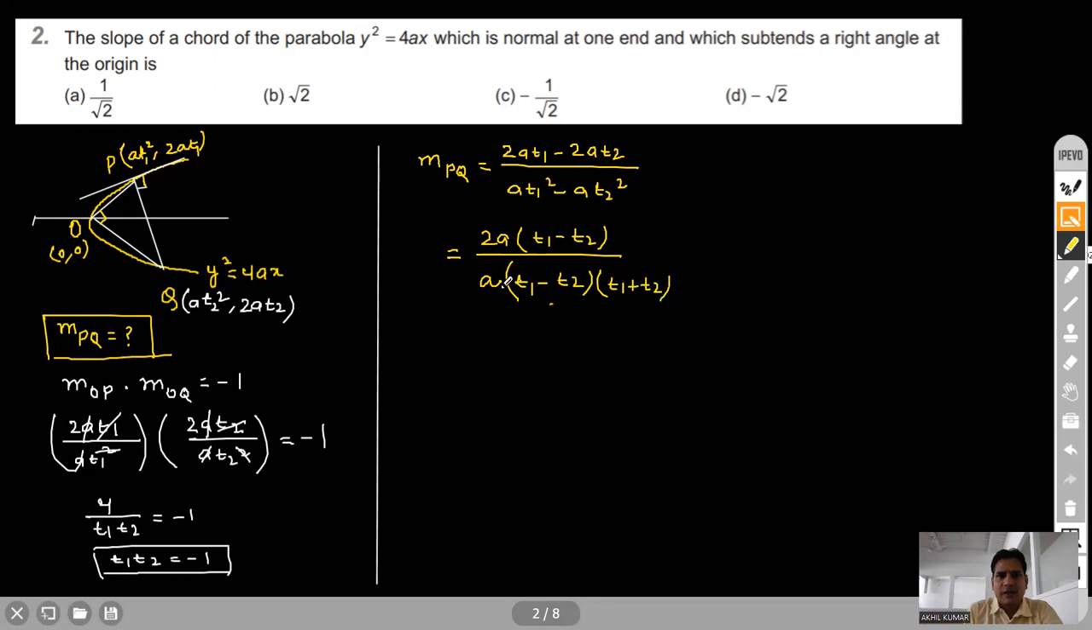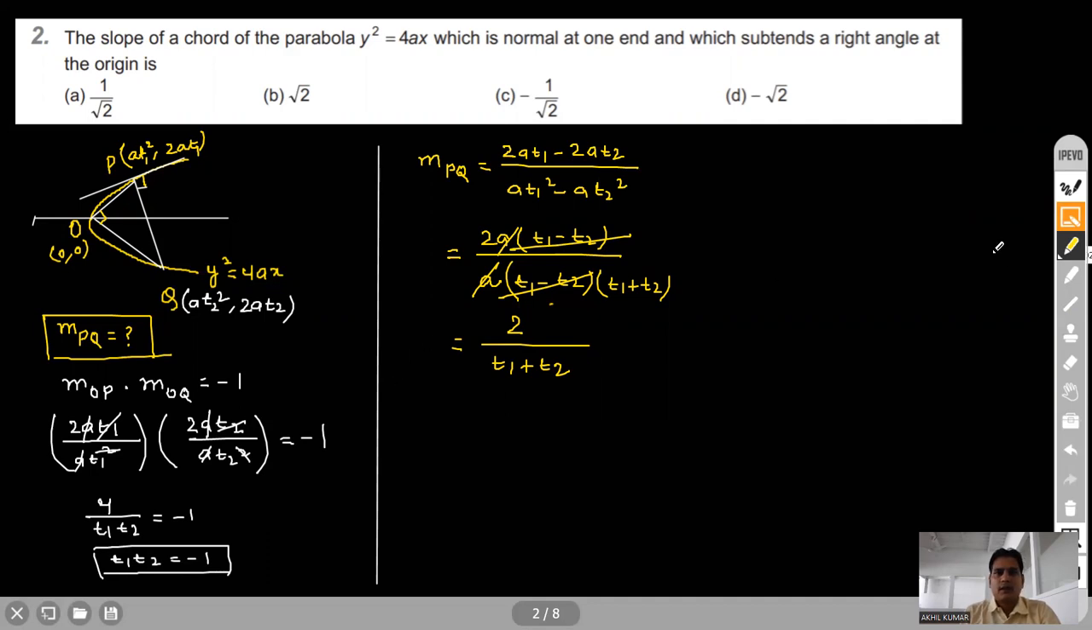Is it okay? After taking a common, we will be left with t1 square minus t2 square, that I'm further factorizing as t1 minus t2 and t1 plus t2. So this t1 minus t2 will be cancelled out, this a will be cancelled out. Finally, we are left with 2 upon t1 plus t2. Is it okay? 2 upon t1 plus t2. And we know this information, this t1 t2 is equal to minus 1.